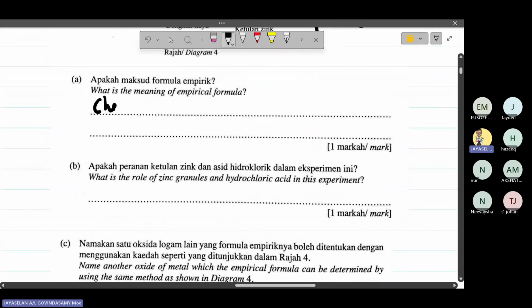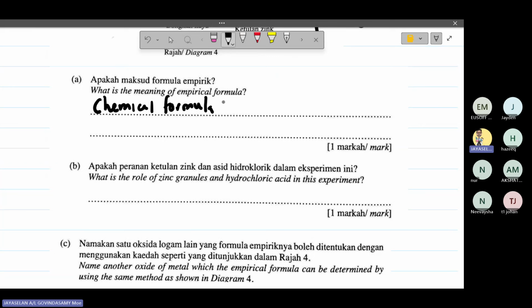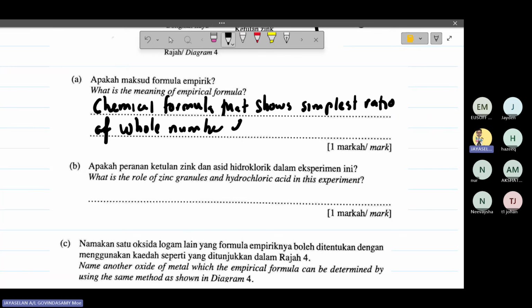So empirical formula kena ada chemical formula. Chemical formula, okay, that shows simplest. Kena ada simplest ratio of all, okay, number of what? Number of atoms of, mesti tulis ini, each, okay, each elements, okay, in a compound. You already score 1 mark.